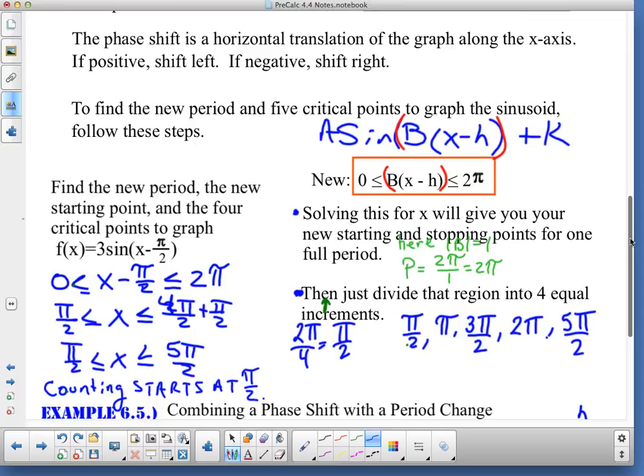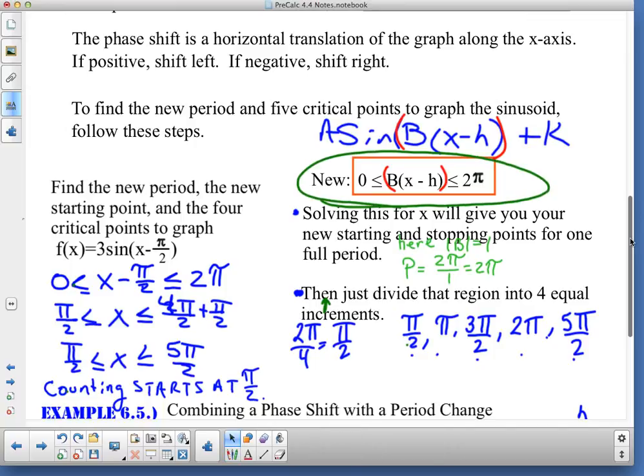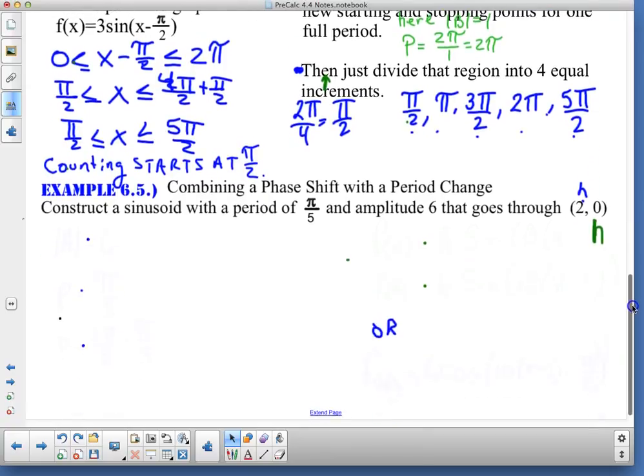Okay, so these are my 1, 2, 3, 4, 5 critical points that I'm going to put on my graph and start graphing my sine, and sine starts on the axis, so this will be axis, high, axis, low, axis as I go through. So that's an example of what we're going to do and how we're going to use this idea to help us start and end a period so we can graph it a little easier.